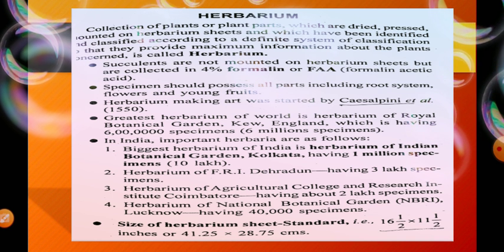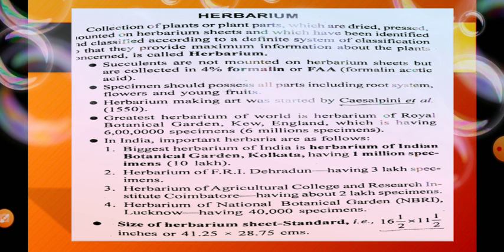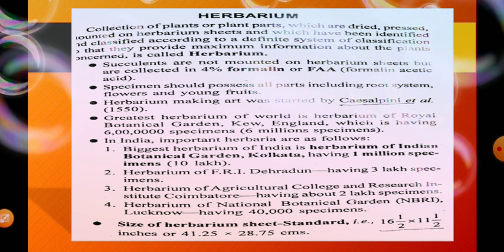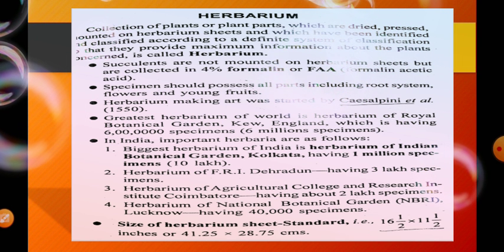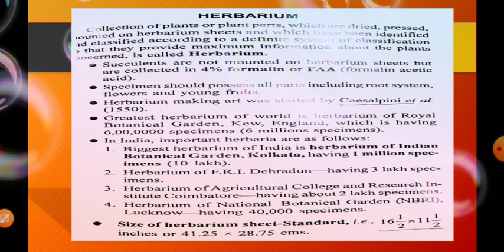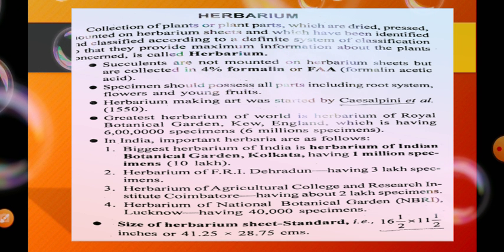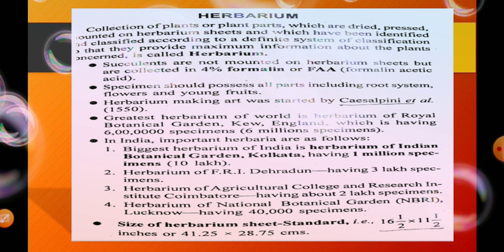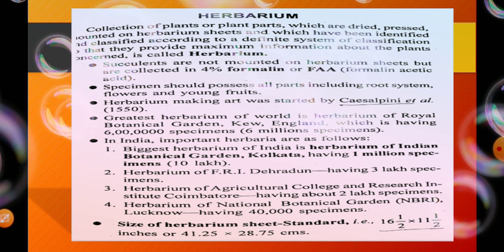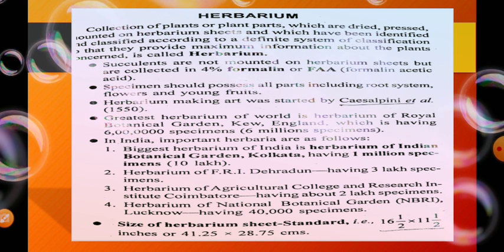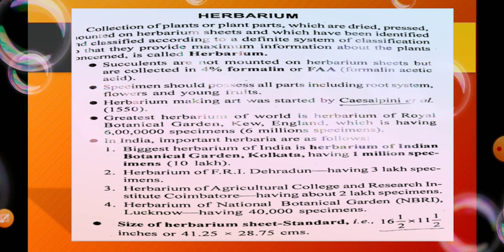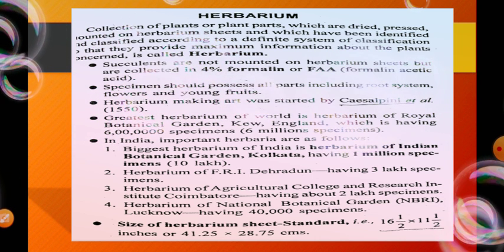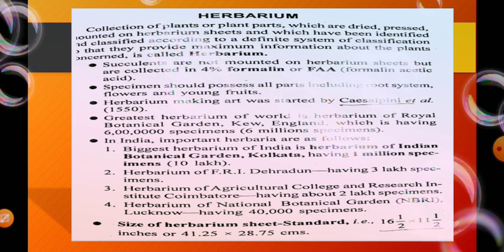In the previous video, when we studied some research centers and botanical gardens, we already learned that the largest botanical garden is situated at Kew, the Royal Botanical Garden in England. It is the greatest herbarium of the world, which consists of 6 million specimens.